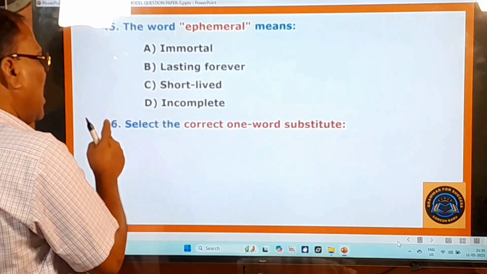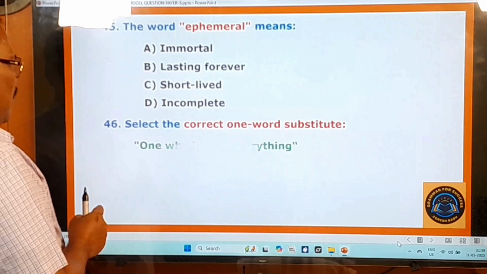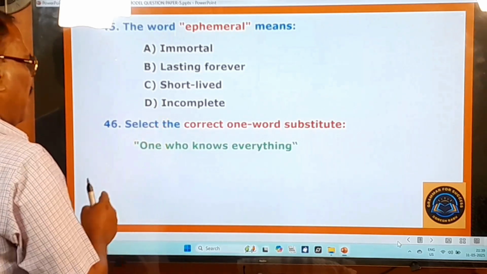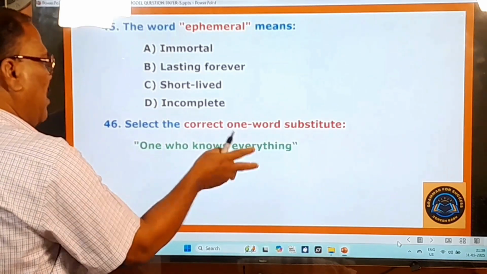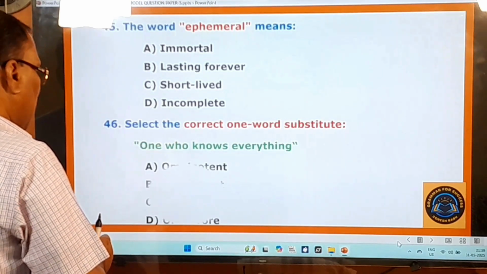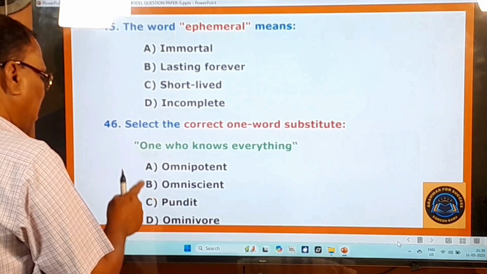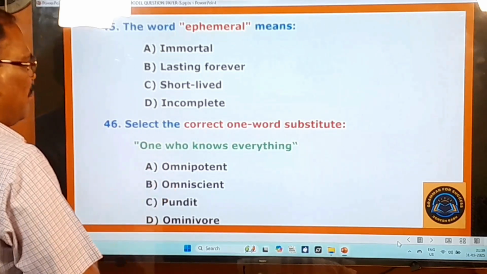46th question. Select the correct one-word substitute. One who knows everything. That is the statement. For this, you have to choose the one word. Okay. What are the options given here? Omnipotent, omniscient, pandit, omnivore.